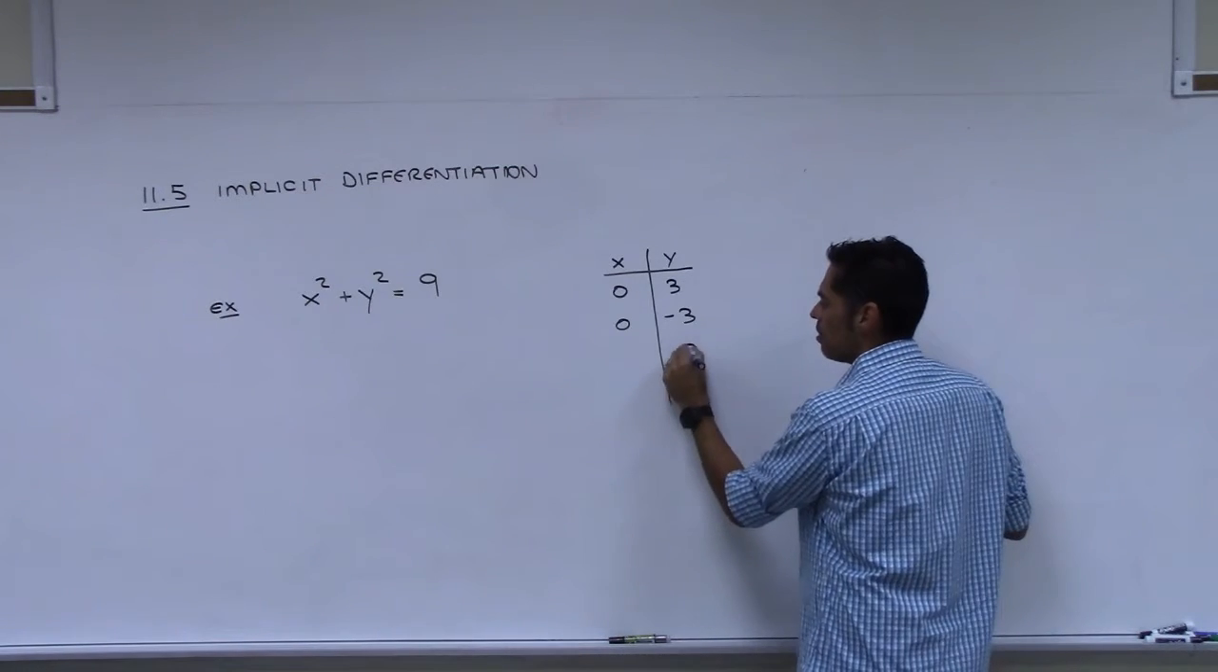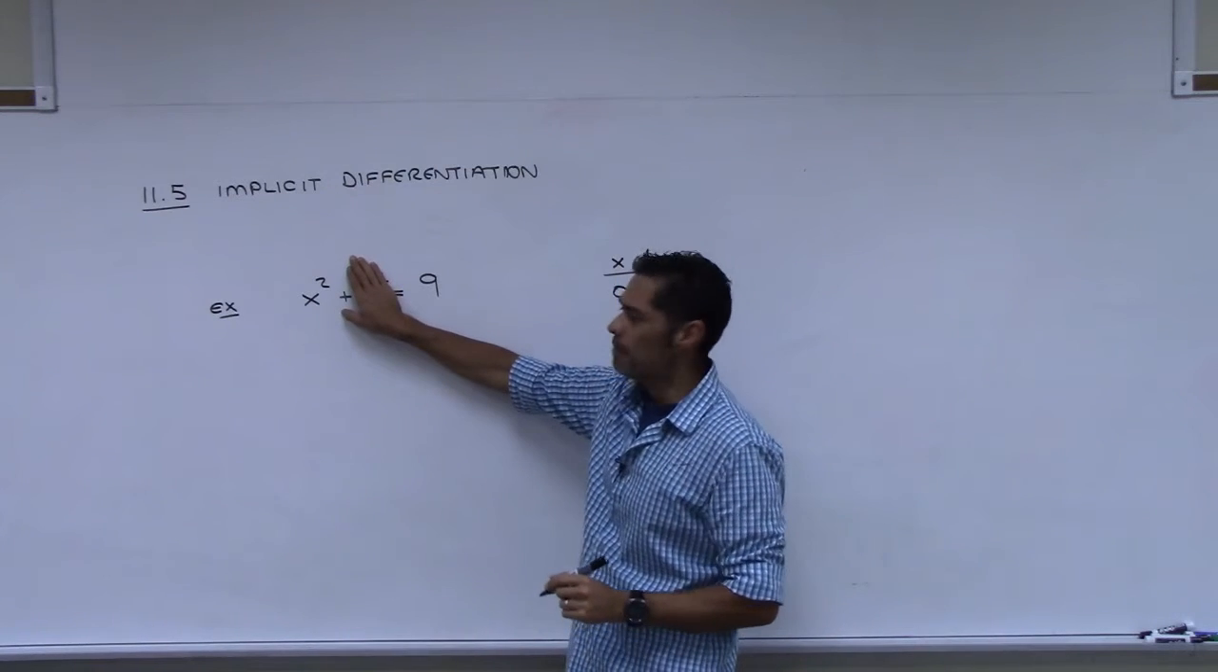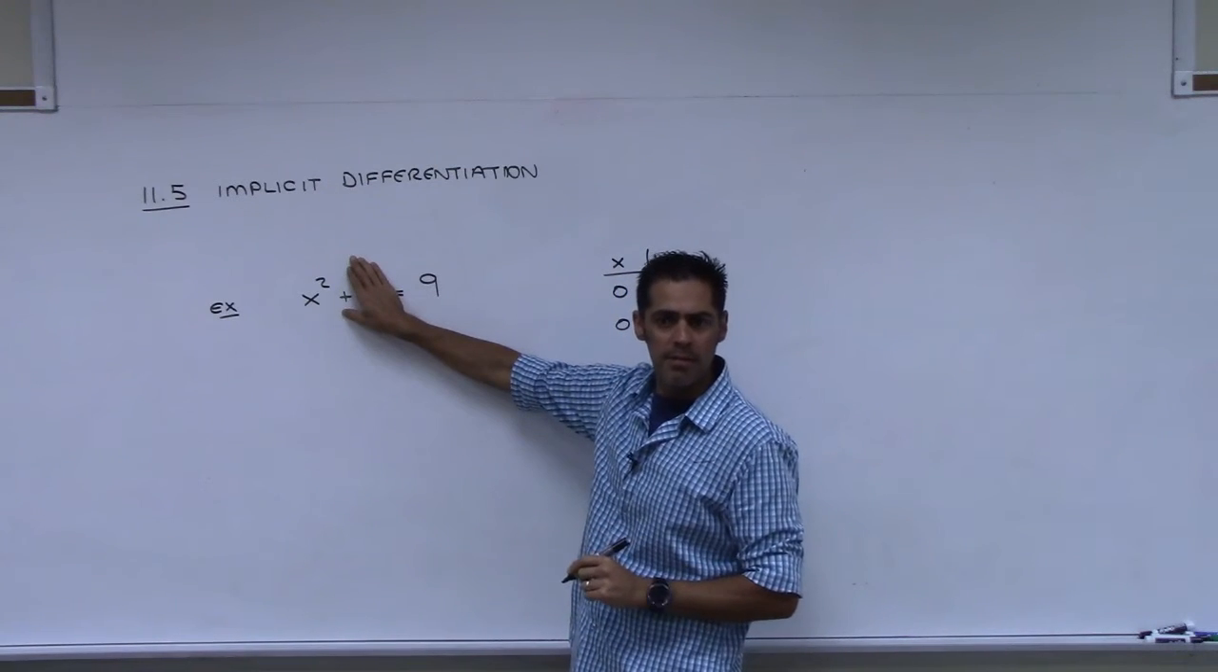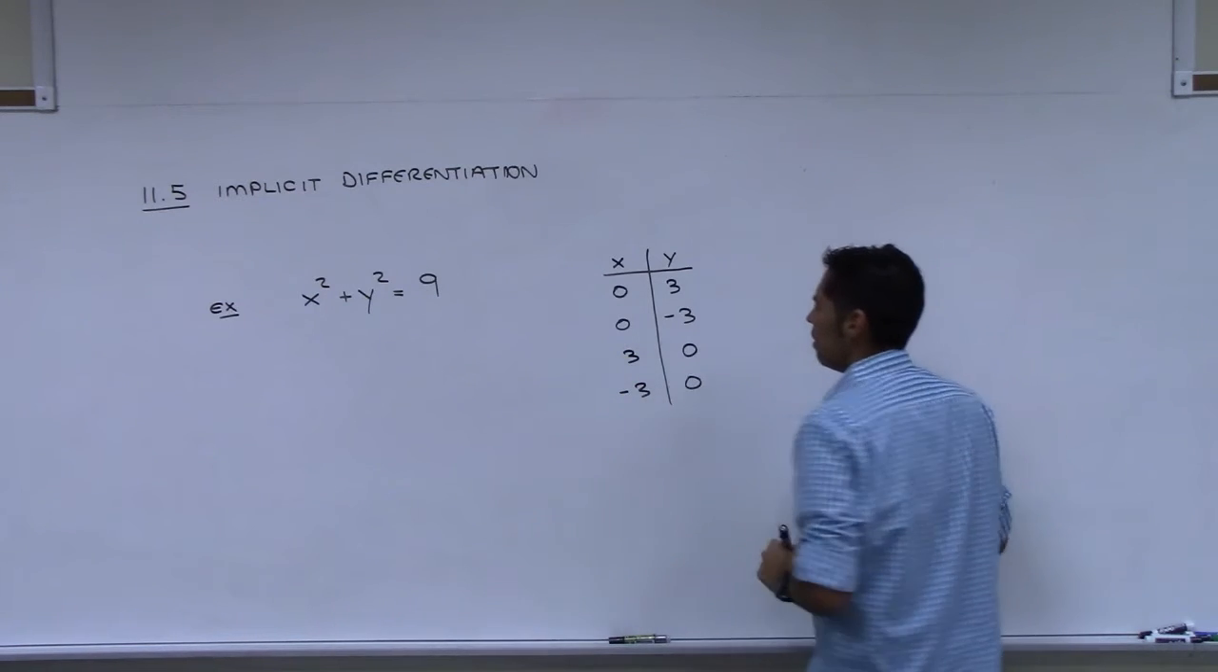Let's do it the other way around. What if y was 0? What if this y was 0? Then what would x be? 3 or negative 3 again. Do y'all see that? So I get 3 or negative 3.